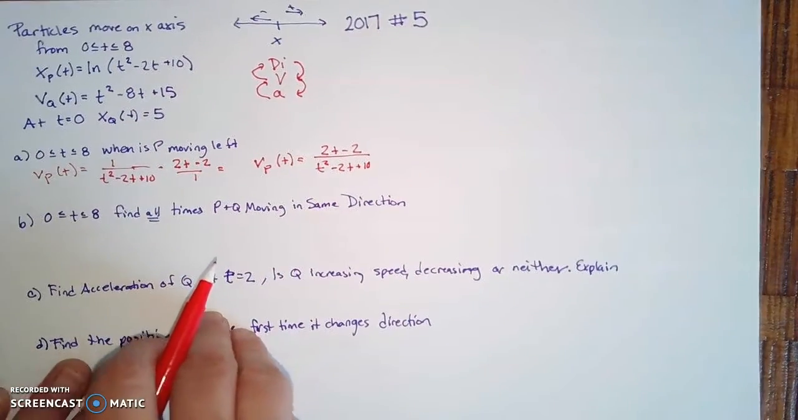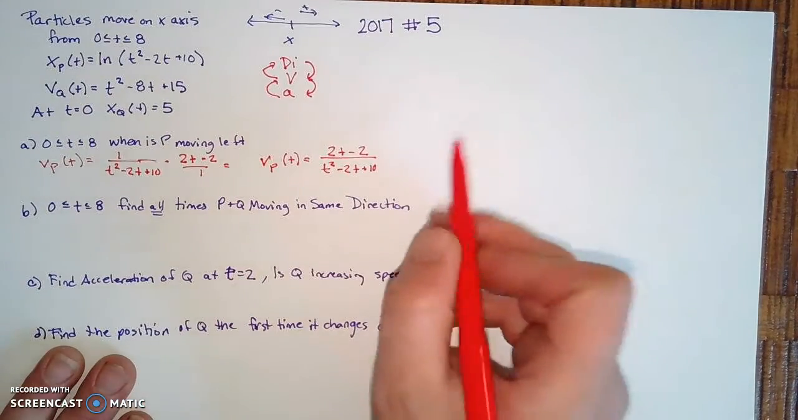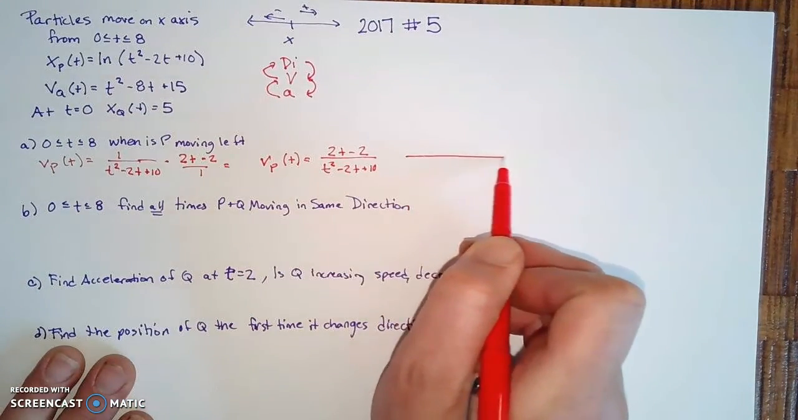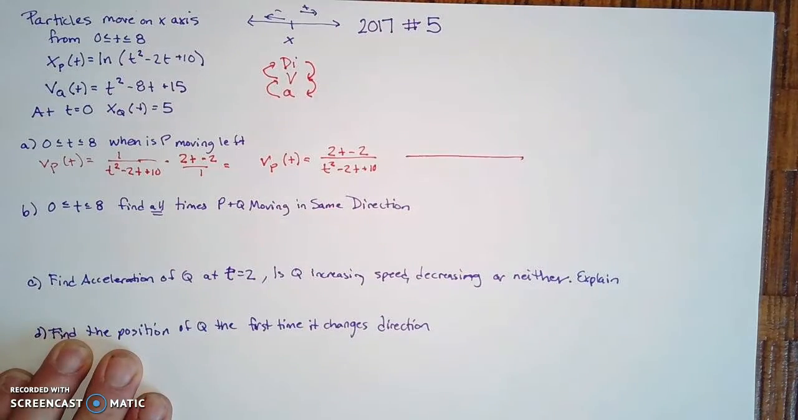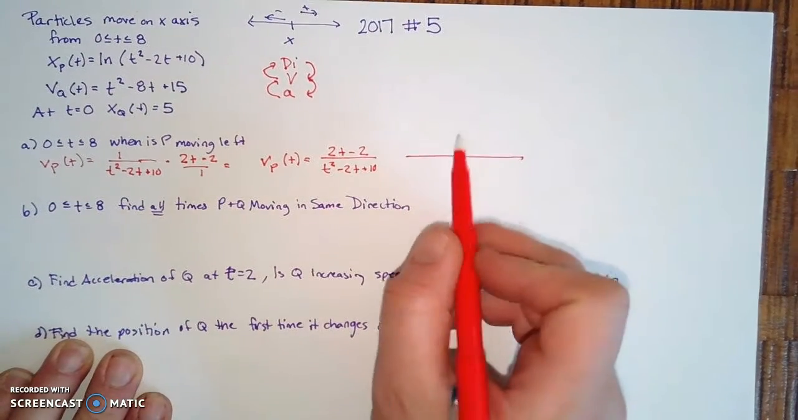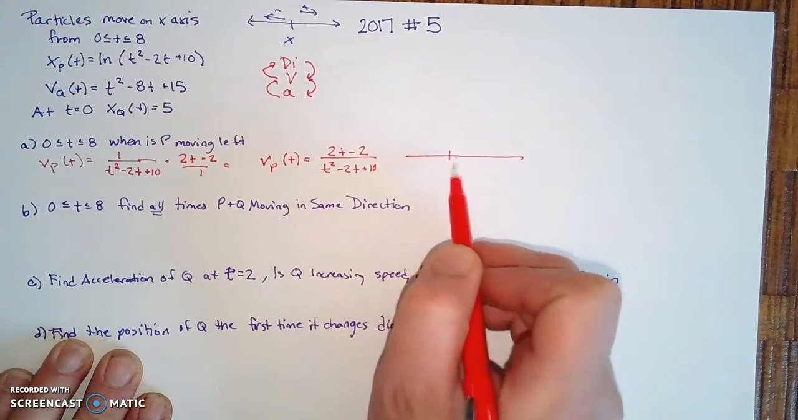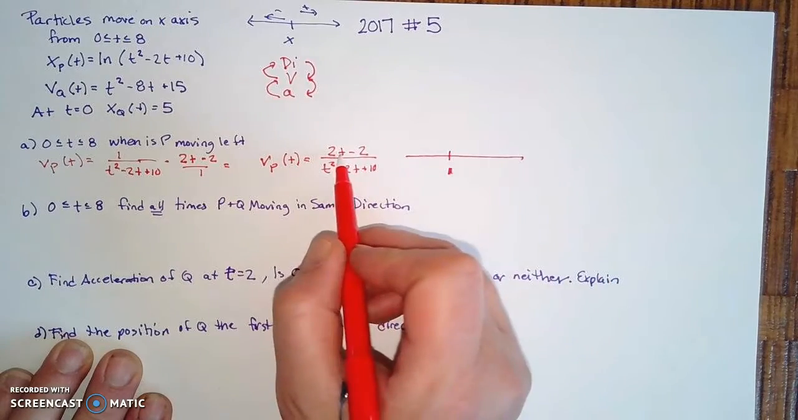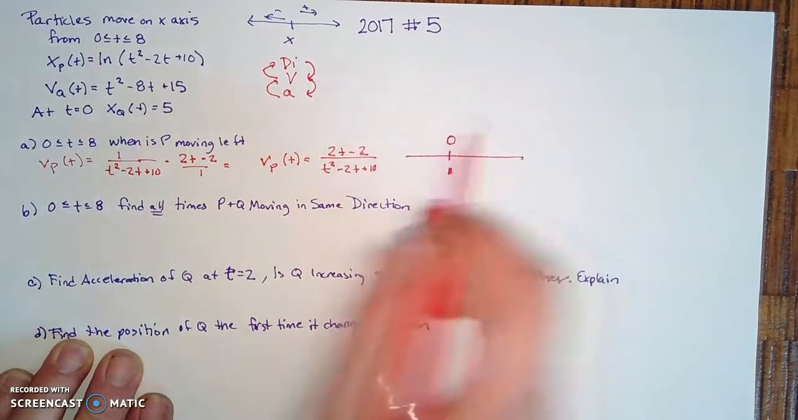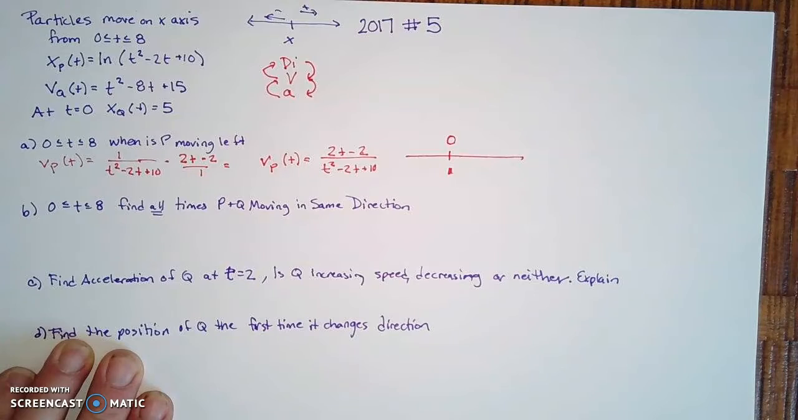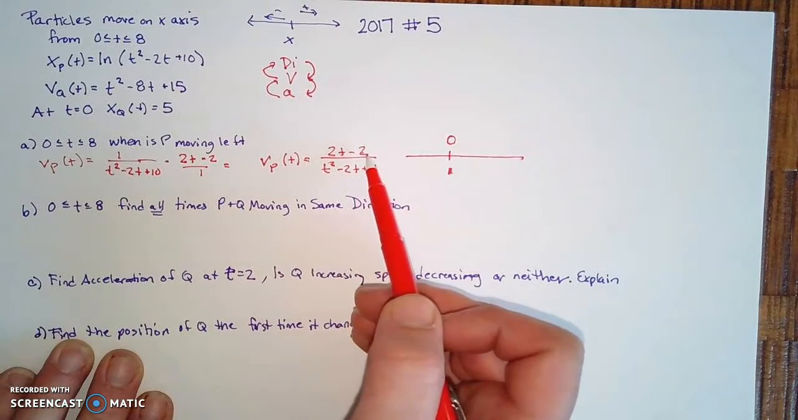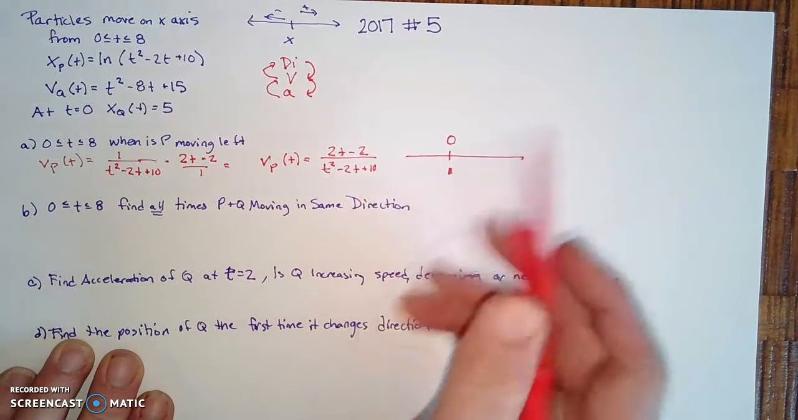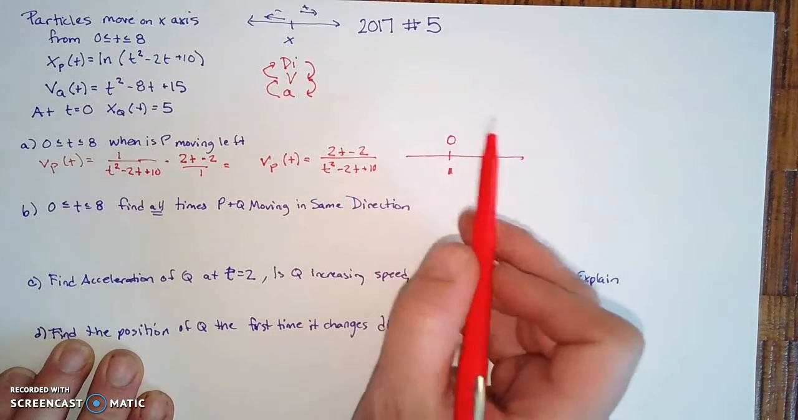And the way we find when velocities are positive or negative is first we find whenever the velocity could be 0. The only way for velocity to be 0 is when the top is 0. So the top of this function is 0 when t equals 1, because that makes 2 minus 2, 0. Now we need the velocity on either side. Let's stick in 0, because 0 would be the easiest number. That'd be 0 minus 2 over positive 10. So negative over positive would be a negative number.